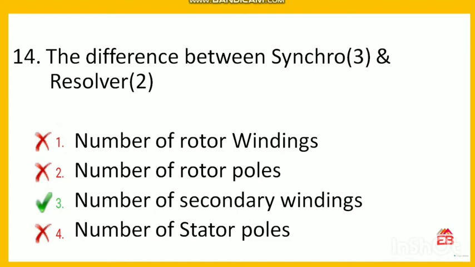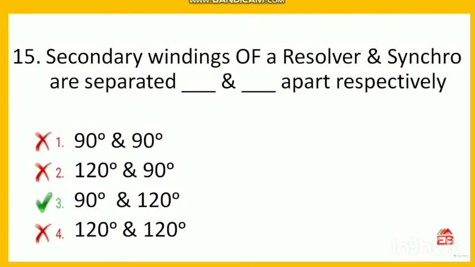Option 1 is in terms of number of rotor windings, number of rotor poles, number of secondary windings, or number of stator poles. So the correct option is, as I have said in the question itself, a synchro has 3 secondary windings and a resolver has 2 secondary windings. So option 3, number of secondary windings, is correct. The only difference between synchro and resolver is the number of secondary windings.